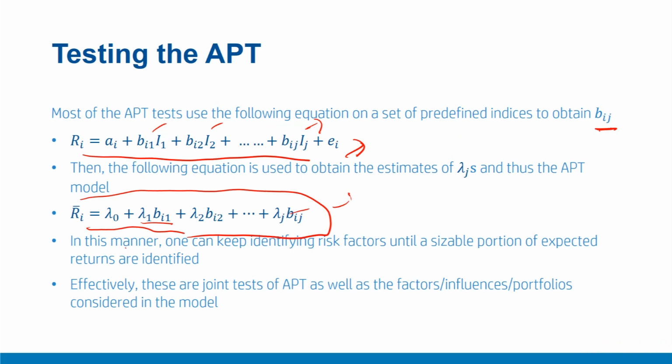In this model, you can keep on adding more and more risk factors, that is Ijs, and keep on increasing the explanatory power of the model.